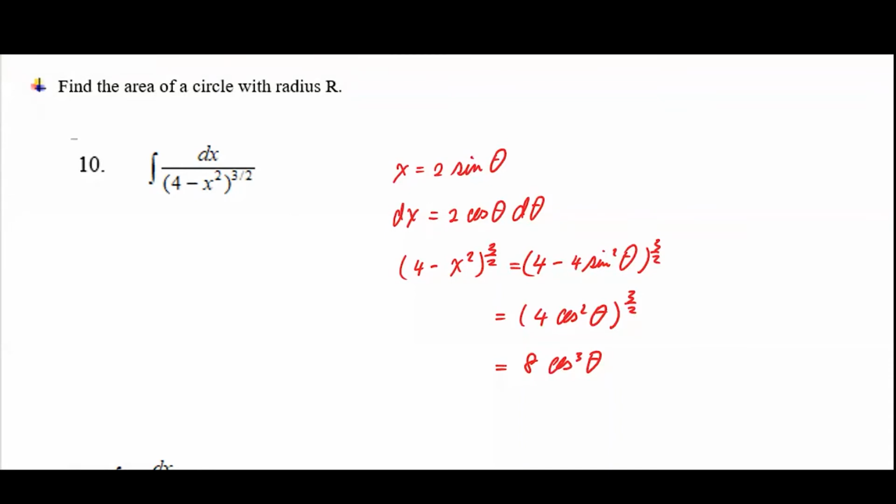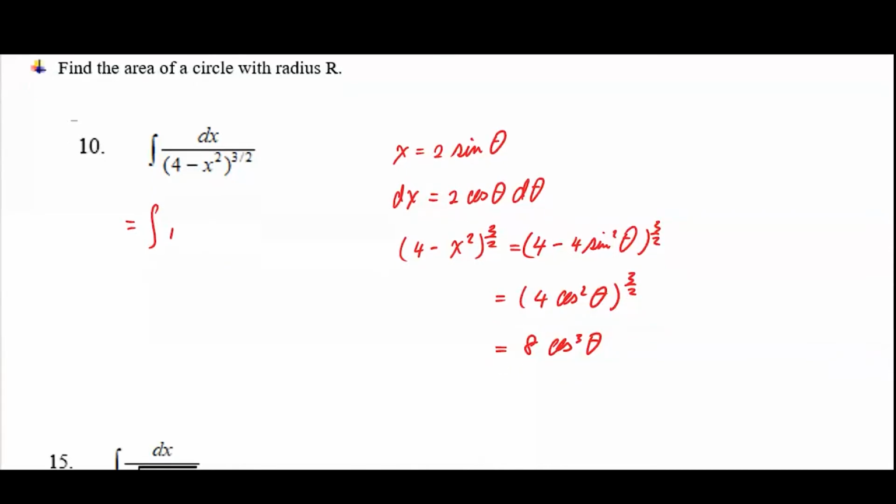Okay then, let's substitute and see what happens. So what we have is dx, so this thingy over this thingy. That's why I write dx on top. So this over this. You know what I'm saying? 3 over 2 power factored in. You with me? So we have 2 over 8, so we have 1/4. And then we have secant squared. Do you see that? This over this, so we have 1 over cosine square.